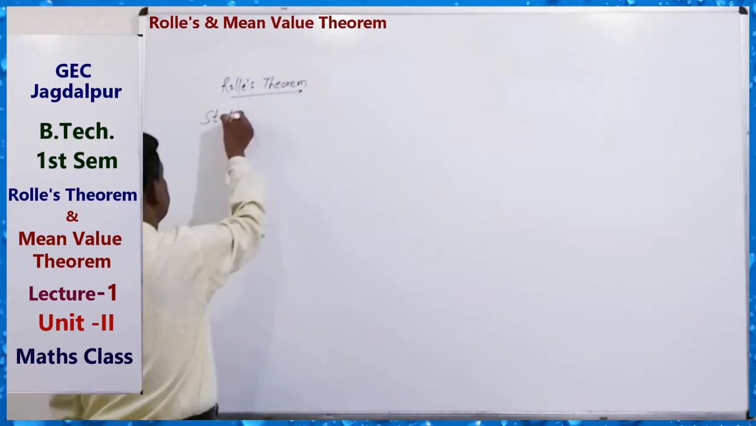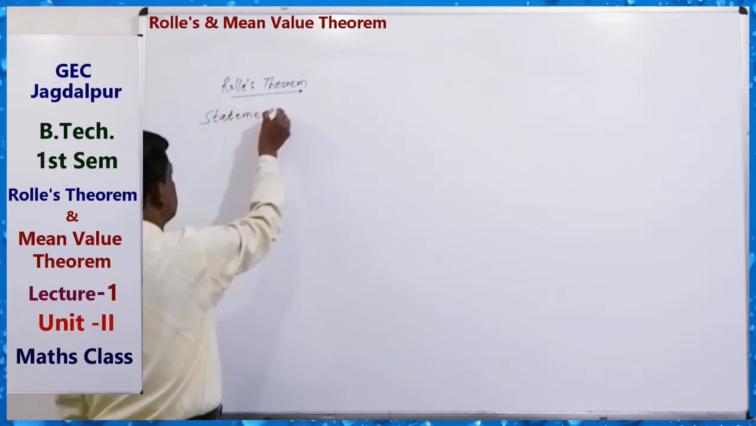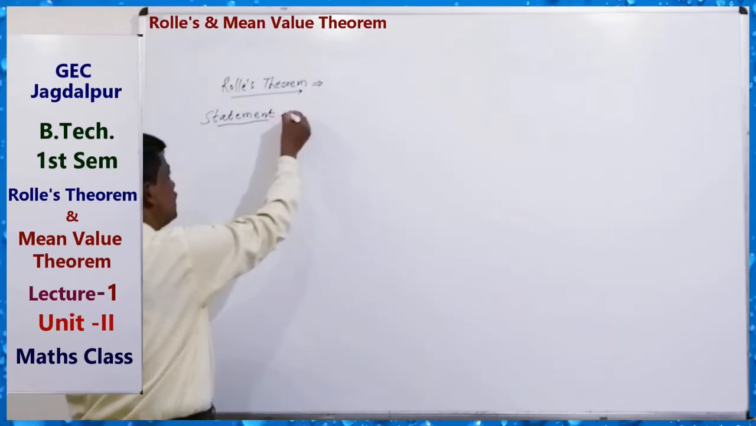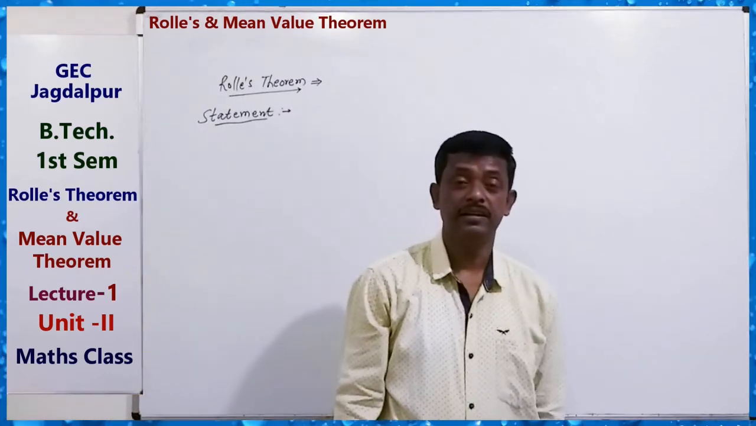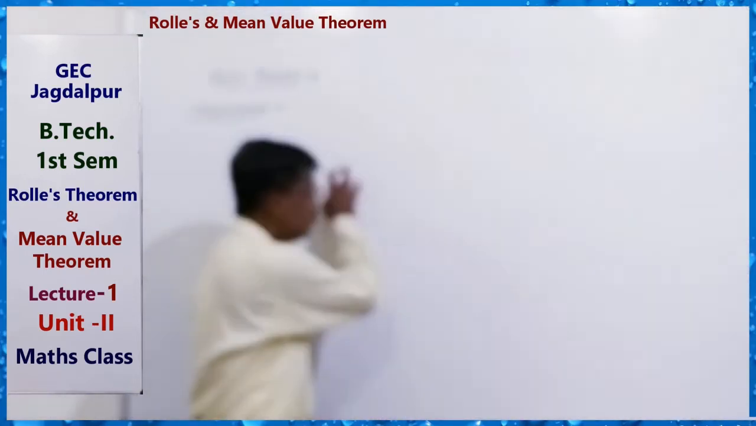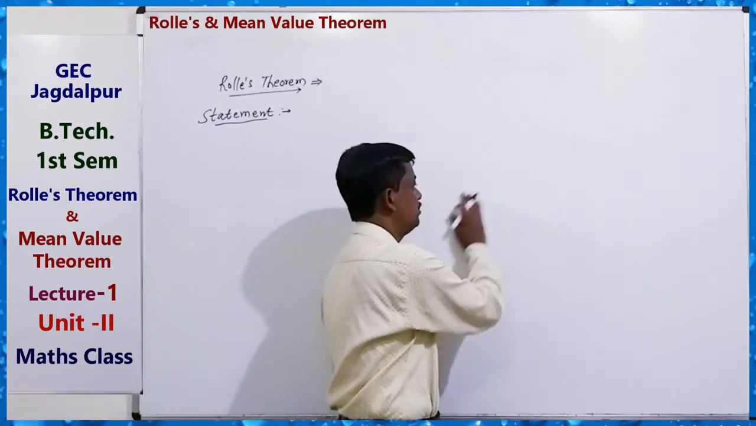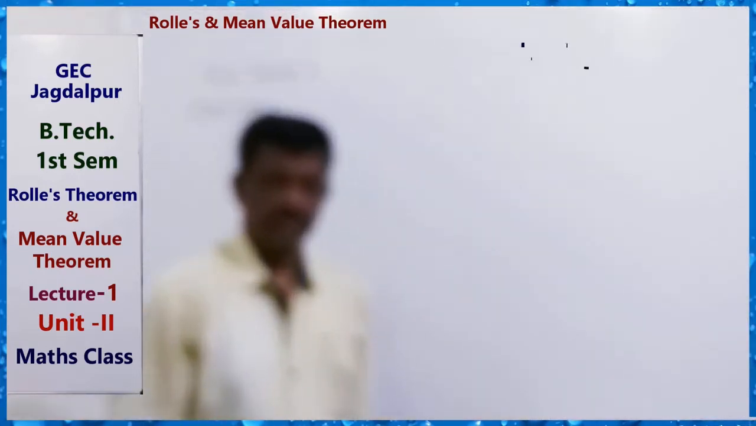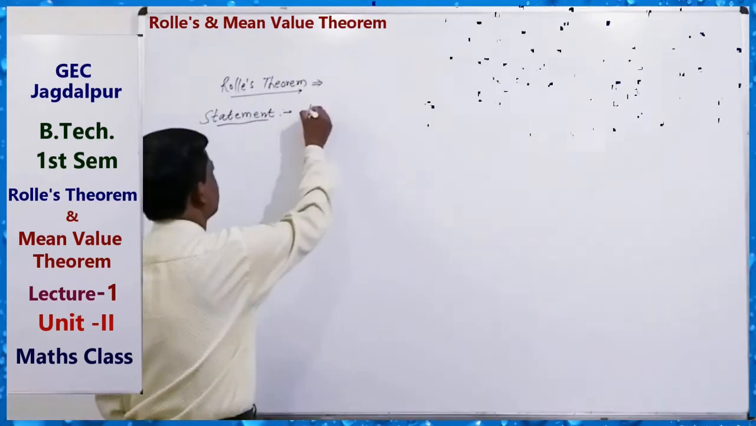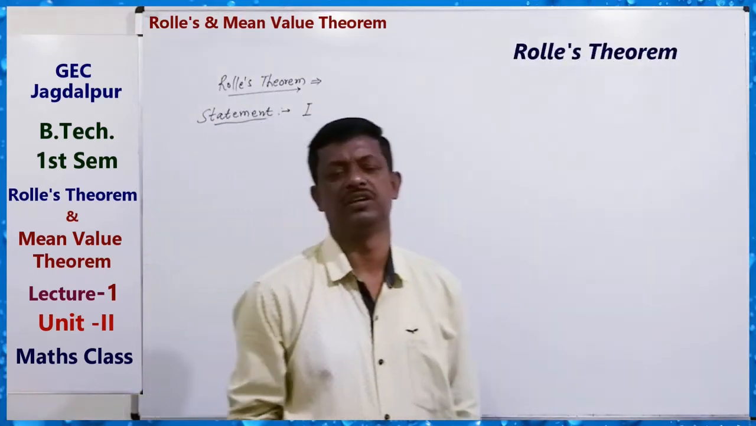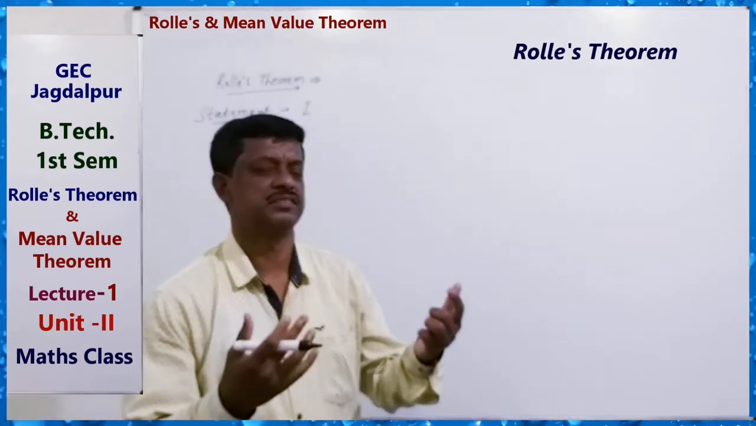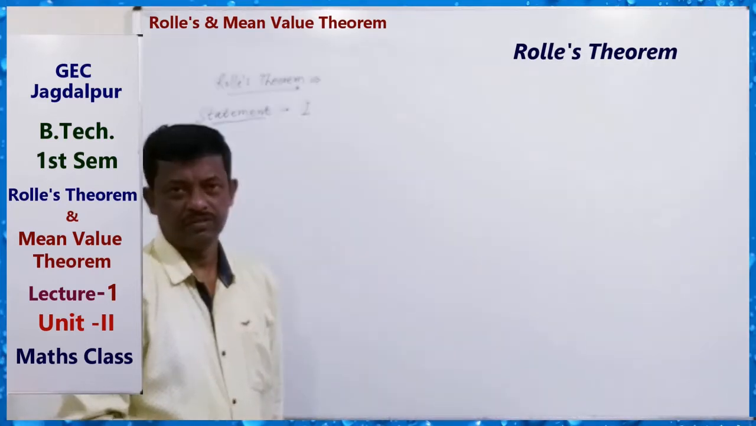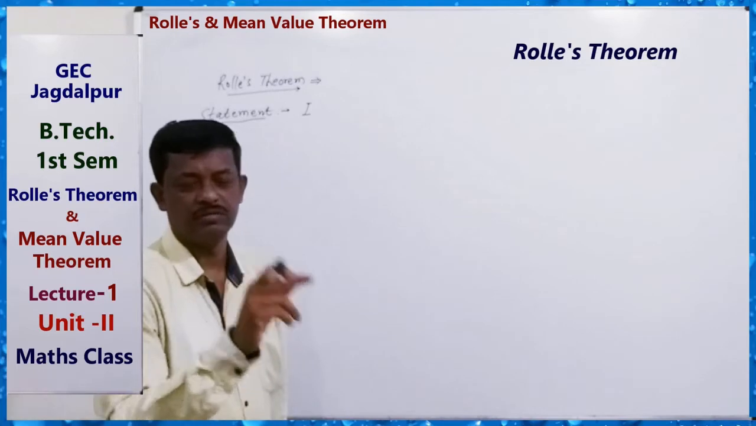Rolle's theorem statement. Because this is a theorem, there is a statement of this theorem, and we will discuss this theorem in detail. Both theorems are very simple. Just remember the statement and what results we can get from this theorem, and use this for solving questions.